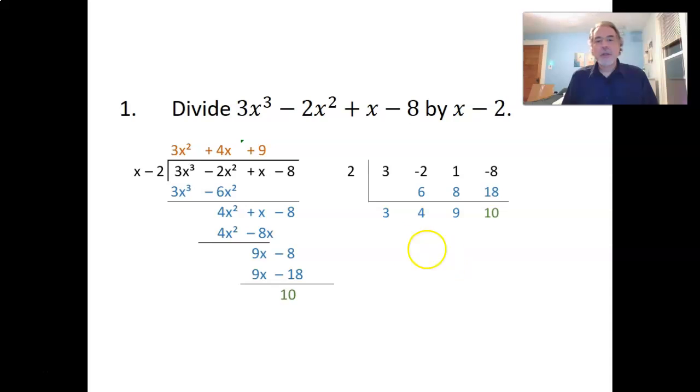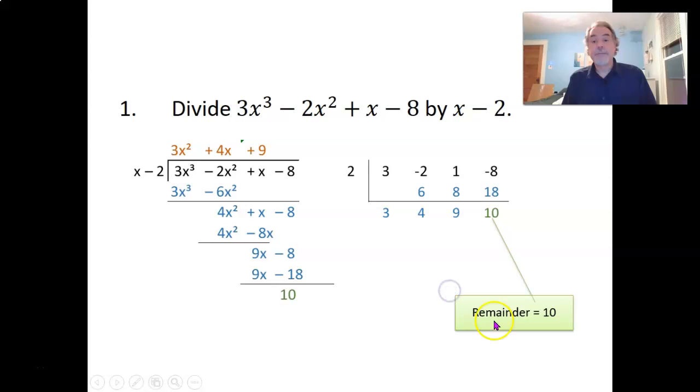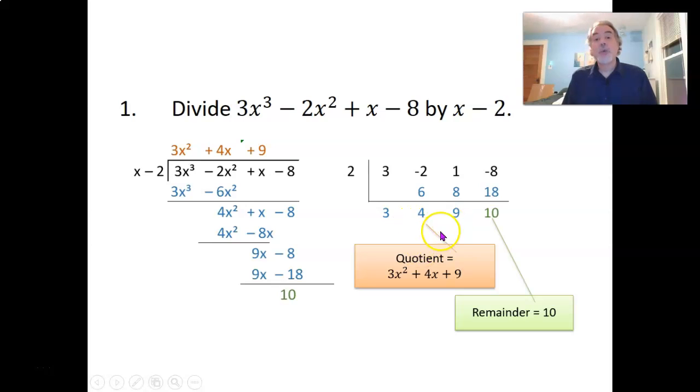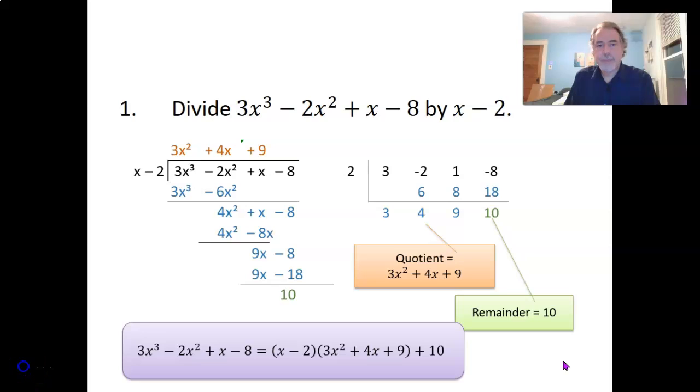And that's it. Notice the numbers that showed up here are the same numbers that I got here. I got the last number on the end here, 10. That was the remainder. And the rest of these numbers, the other numbers on the bottom, 3, 4, and 9, are the coefficients of the quotient. So the quotient is 3x squared plus 4x plus 9. So let's look at a few more examples to see if we've got the hang of how this synthetic division works.